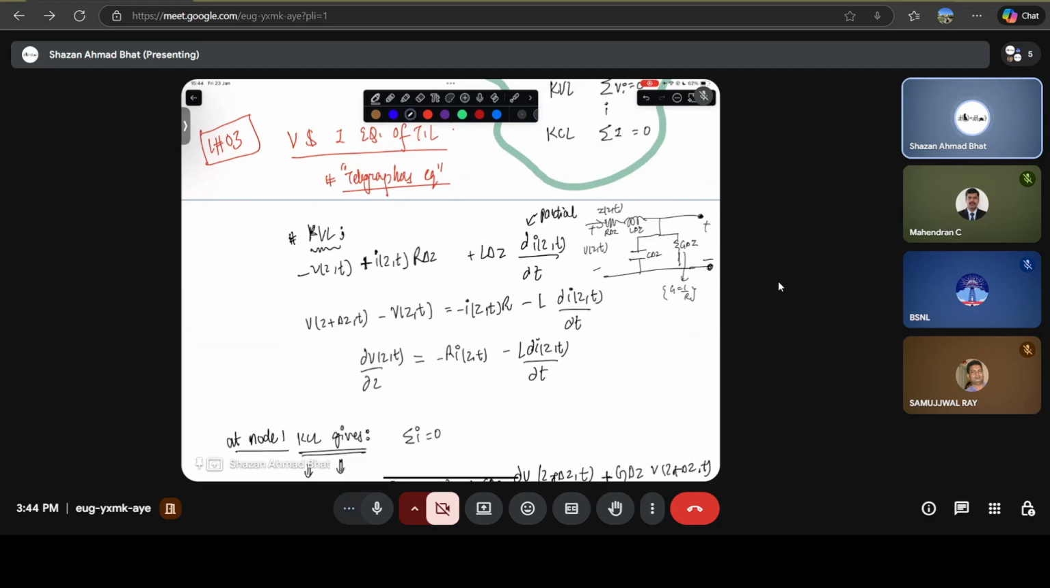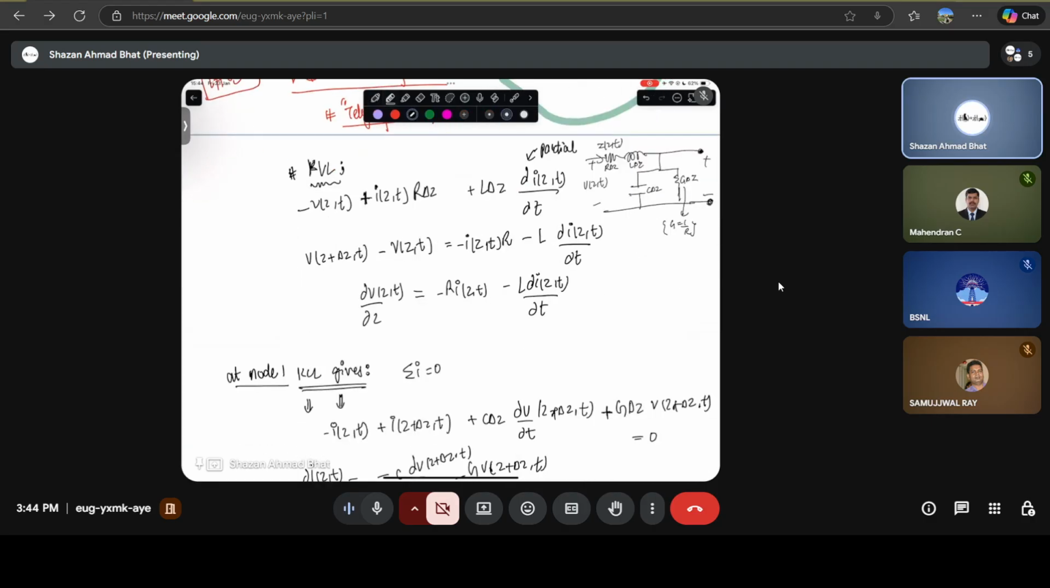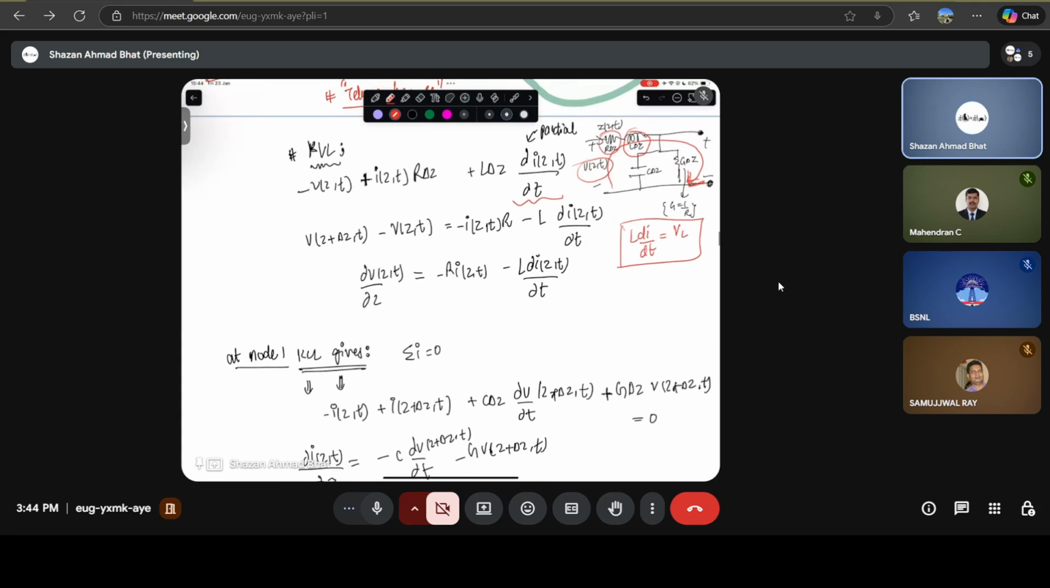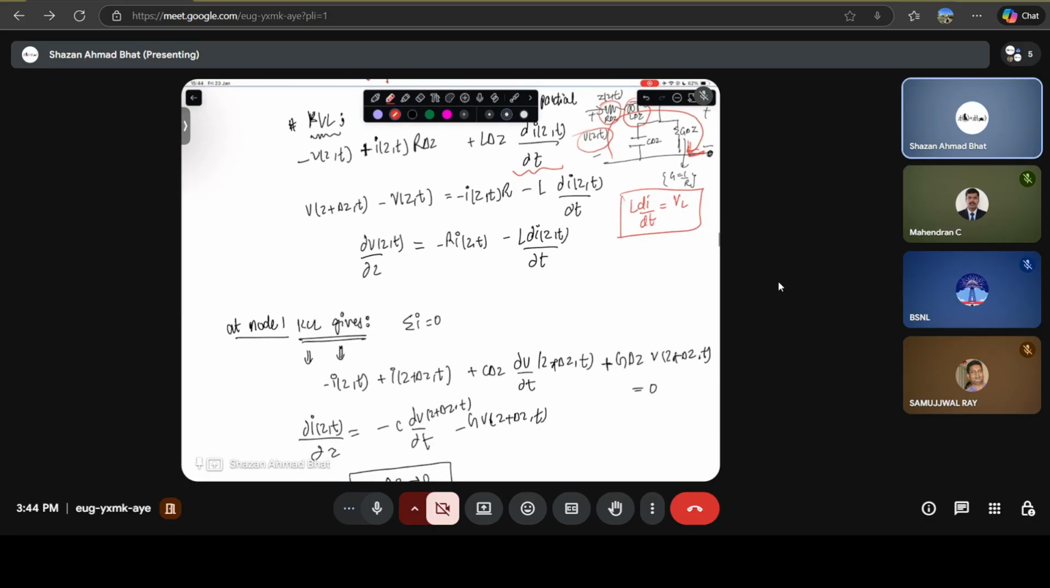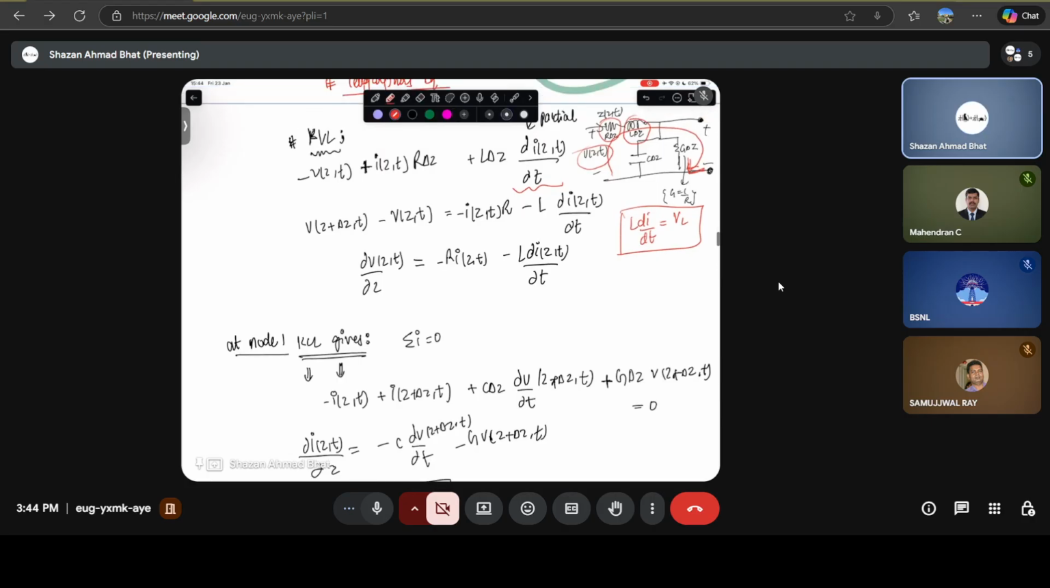And this is the output. So you write the KVL by going in a loop from this point to this point. So you go in a loop like this. You have minus voltage plus the current times the resistance, which is basically voltage again, plus the inductance times the variation of current, which is L di by dt, the voltage across the inductor. And then you write the KVL again from the output node, which is this node.